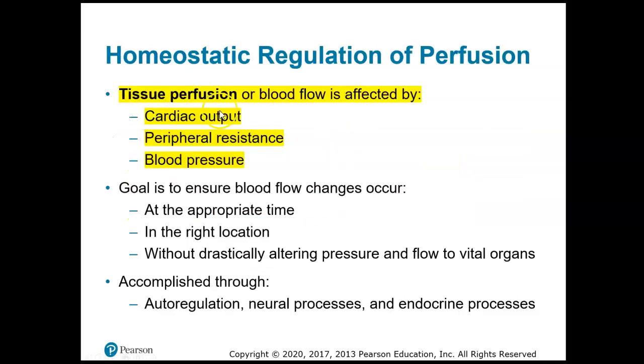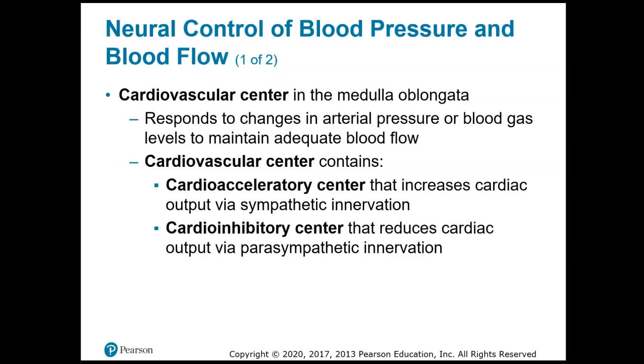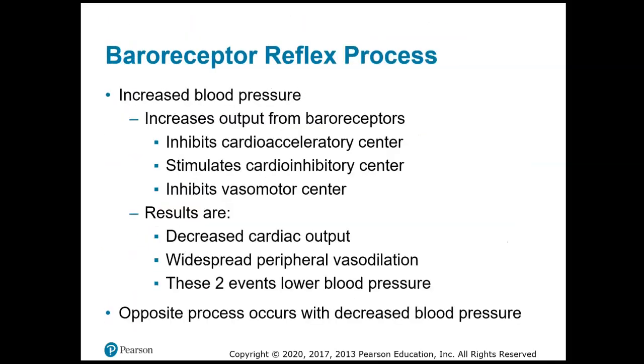All right, tissue perfusion, or blood flow, is affected by cardiac output, peripheral resistance, that's the resistance of blood flowing through the blood vessels, and blood pressure. So these factors have to be regulated so that we get enough blood flowing to the tissues to deliver nutrients and oxygen to the tissues. Let's see what else.